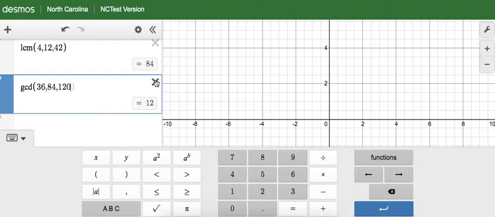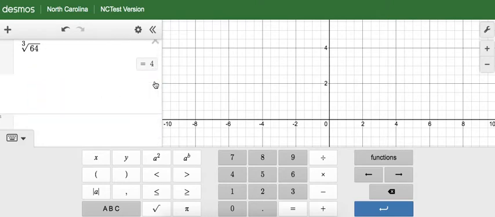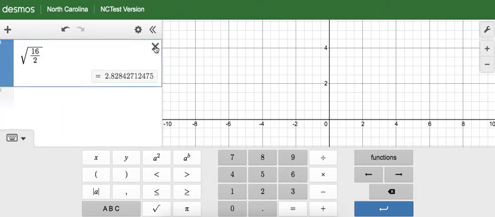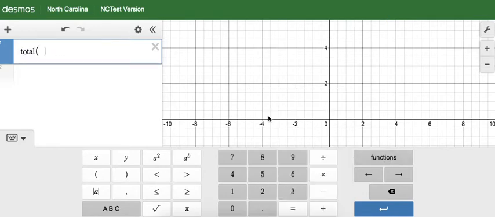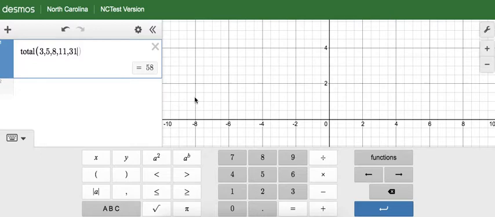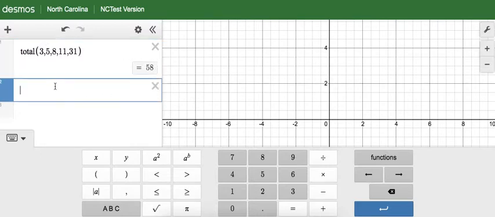If we want to find the total of something, let's say we're doing some data and we want to find the total, we can go into our function again. Notice that would be something with statistics. And so we want a total of something. Maybe I want to add up a bunch of numbers. So maybe 3, 5, 8, 11, oh, I didn't mean to put dots there, commas, 5, 8, 11, 31. And it automatically adds them up for me. That's the total amount there. So it does a total for me.